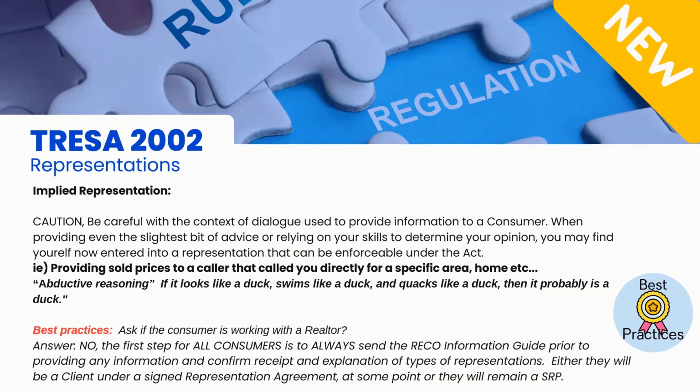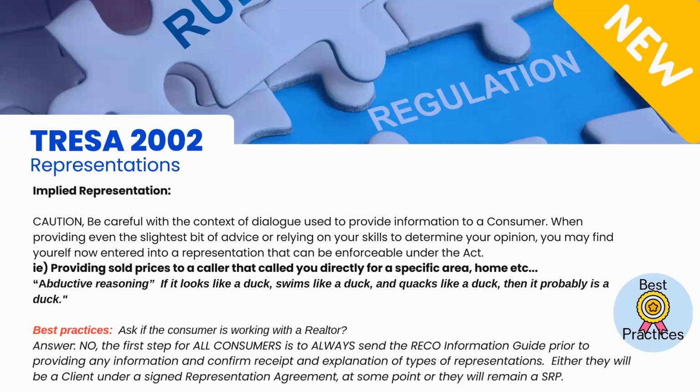TRESA representations: implied representation. There is a caution. Be careful with the context of dialogue used to provide information to a consumer. When providing even the slightest bit of advice or relying on your skills to determine your opinion, you may find yourself entering into representation that can be enforceable under the Act. For example, providing sold prices to a caller who called you directly for a specific area or home. Abductive reasoning: if it looks like a duck, swims like a duck, quacks like a duck, then it's probably a duck.